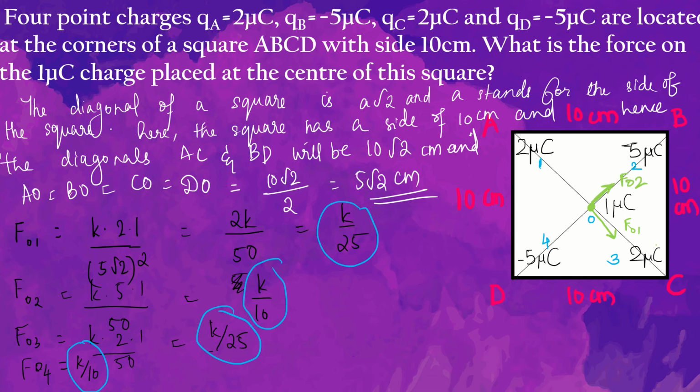Now the direction of F03: 1 microcoulomb, 2 microcoulomb. Again like charges, repel, go away. This is F03. For F04, I am sitting on O and I see 1 microcoulomb and minus 5 microcoulomb. One is positive, one is negative, so they are unlike charges. What will unlike charges do? Unlike charges will attract. So I will go towards minus 5 microcoulomb. This is my F04. So I've got the directions here.